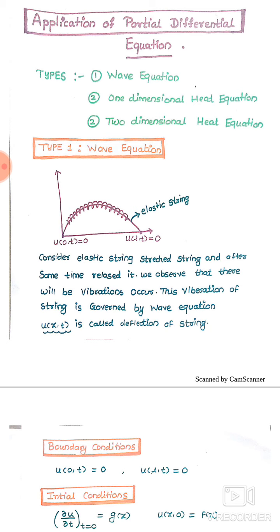In the figure you can see u of 0,t is equal to 0. That means at the origin point, distance is 0, at time t, so deflection is obviously 0. And at the other end, u of l,t is equal to 0, meaning at distance l at time t, again deflection is 0. So at both the ends deflection is 0. For different distances there will be different deflection. Students, try to remember u of x,t is called deflection of string, and that deflection depends upon distance and time t.